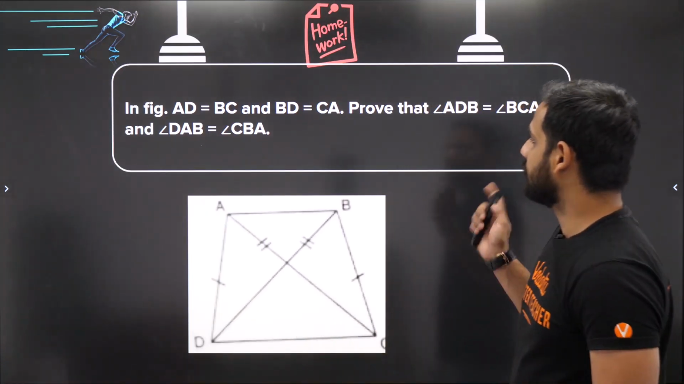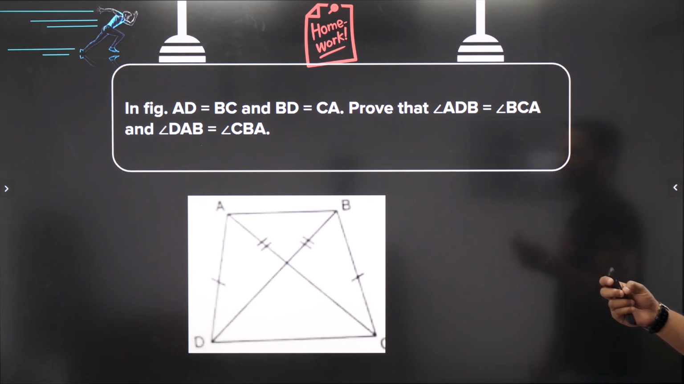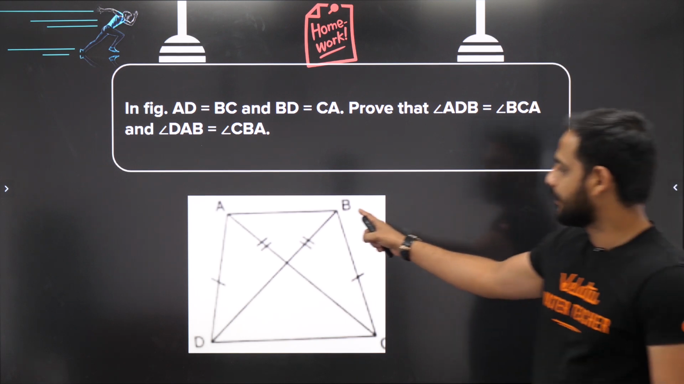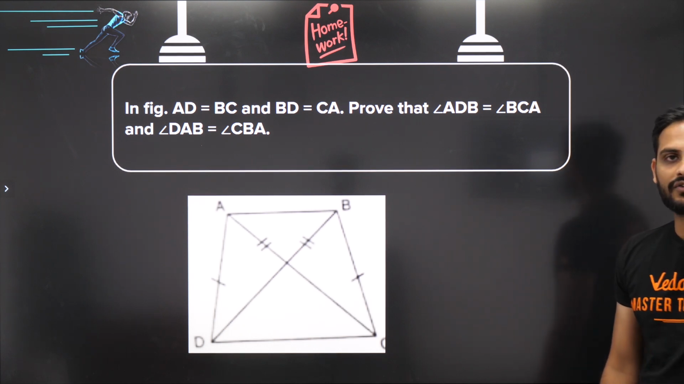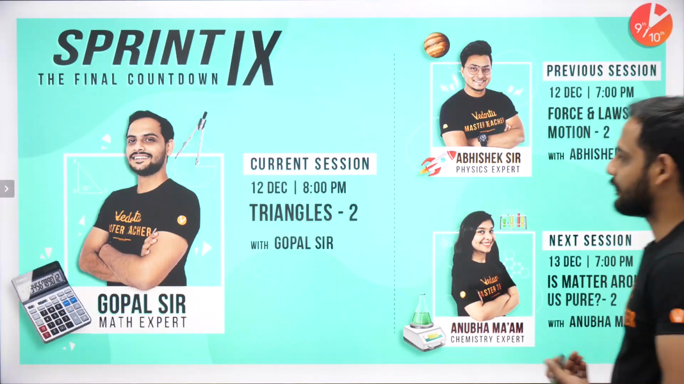Okay bachcho, so this is your homework question. In this part I have told you that AD is equal to BC and BD is equal to AC or CA. Prove that angle ADB is equal to angle BCA and DAB is equal to angle CBA. It's very easy bachcho, you can do it. Okay, just congruency you have to use and you will get your answer. Understood? Chalo.